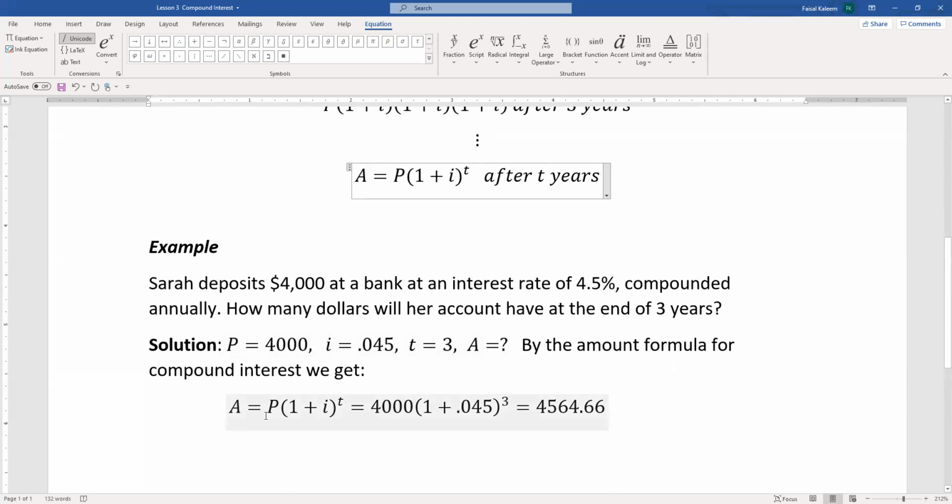And so A would be P times (1 plus I) to the T, which equals 4,000 times (1 plus 0.045) to the 3, which equals 4564.66.